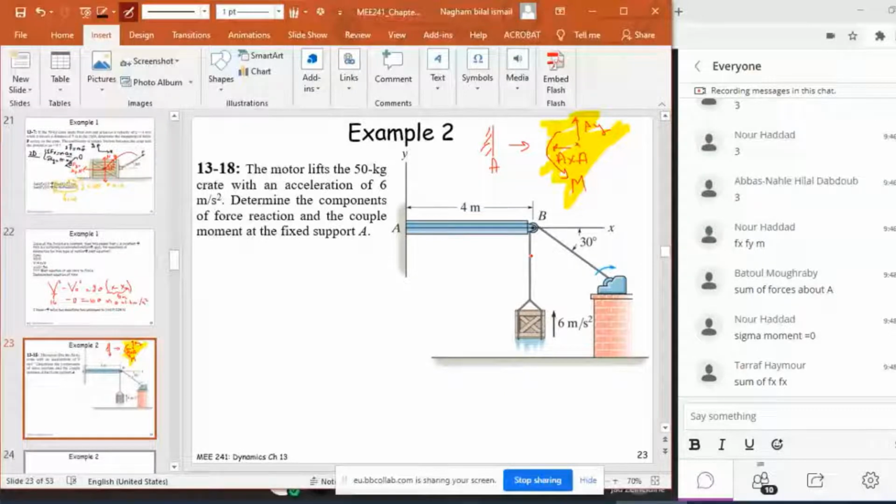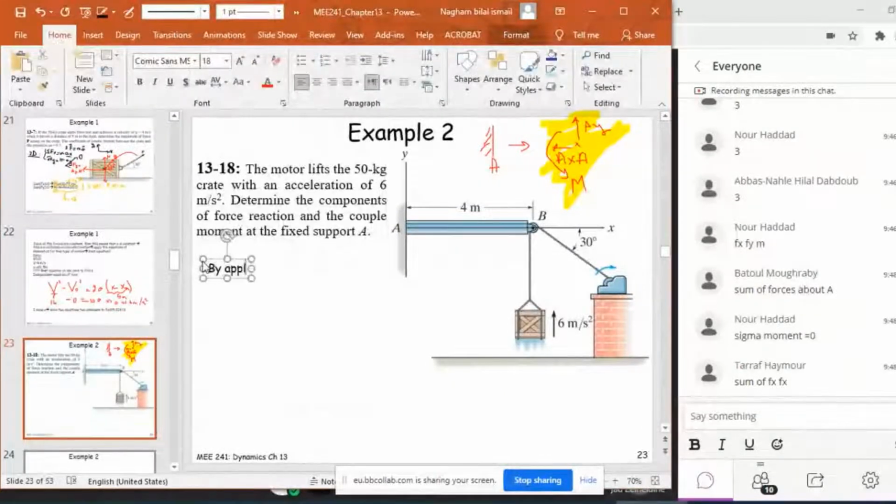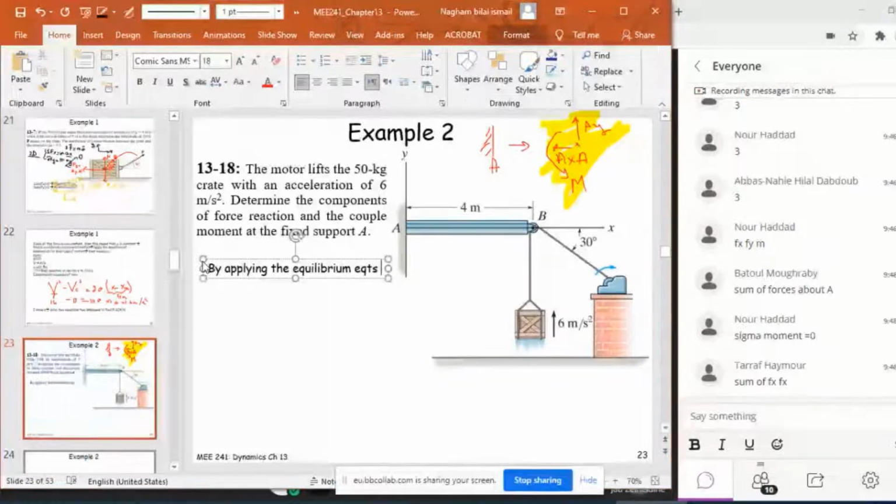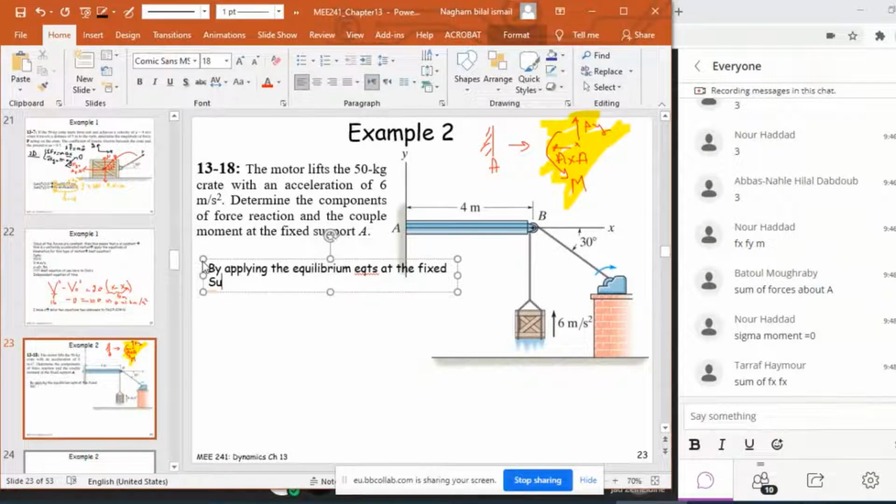All right, so by applying the equilibrium equations, since this is a fixed support, which means it is at equilibrium, it is in statics, I'm gonna have the sum of Fx equal to 0, the sum of Fy equal to 0, and the sum of moments at any point on this beam should also equal 0. All right, so these are the equilibrium equations.